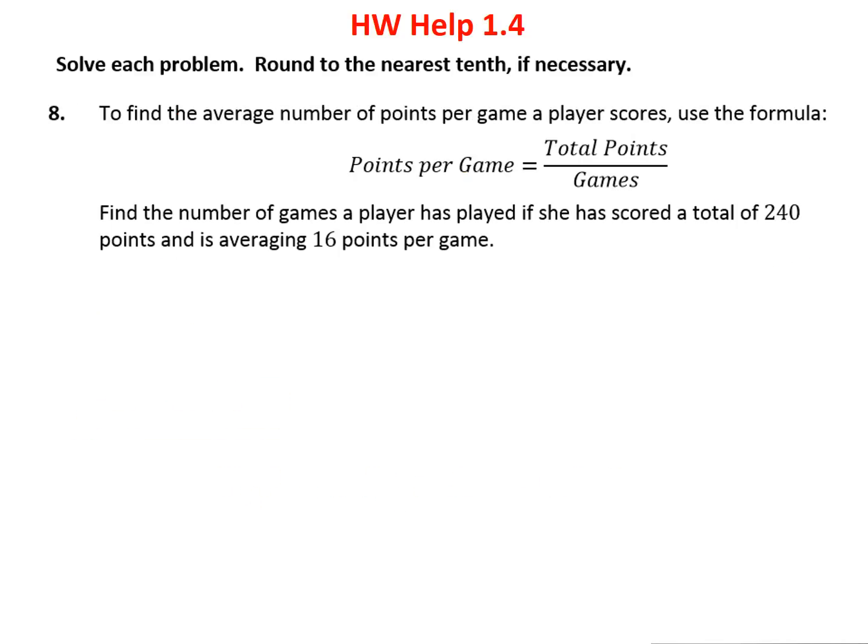Problem number 8 gives us the way to find the average number of points per game a player scores. Notice, this is the average points per game. You take the total points they score all season and divide it by the number of games. Now in our case, they tell us that she scored a total of 240. Well, that's her total points. It goes right there. But she averages 16. Well, the average goes there.